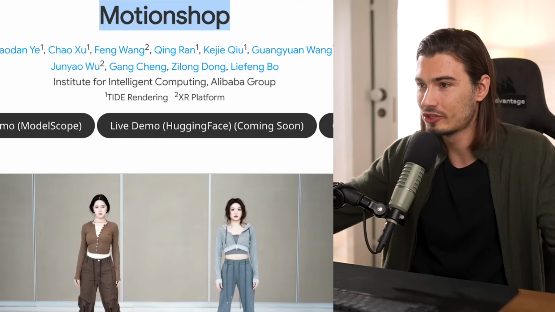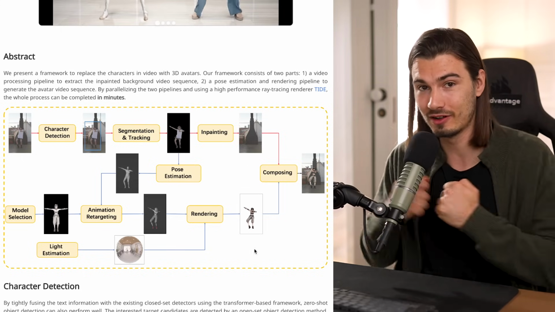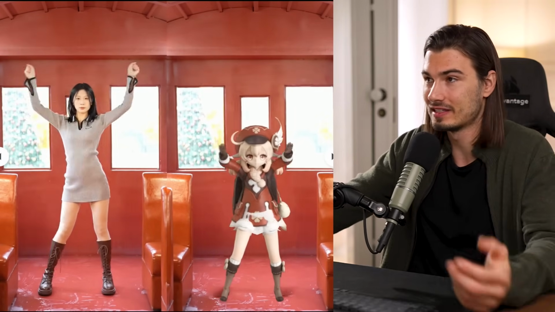But what this Motionshop does is replace video characters with 3D avatars. So essentially it cuts out the character, it reproduces the background, and then it maps the motion onto a 3D character. This is going to be huge for AI and VR applications once the technology is really there for this to be done in real time. So yeah, this is just an interesting one that I wanted you to see. Some of this video research that is coming out is becoming increasingly mind-blowing.